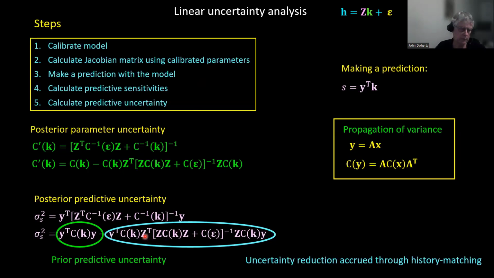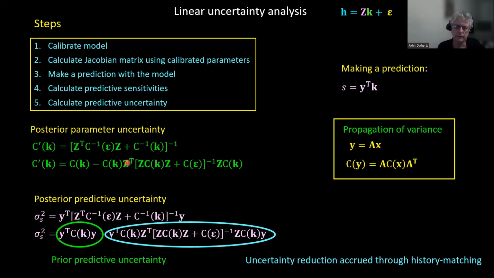Well, that Jacobian matrix is my Z matrix. I make a prediction with the model, calculate predictive sensitivities, that's the Y vector, and calculate predictive uncertainty using those equations. Conceptually simple. It can be difficult if you've got lots of parameters and have to calculate that Jacobian matrix with finite differences. But let's put that aside for the moment.